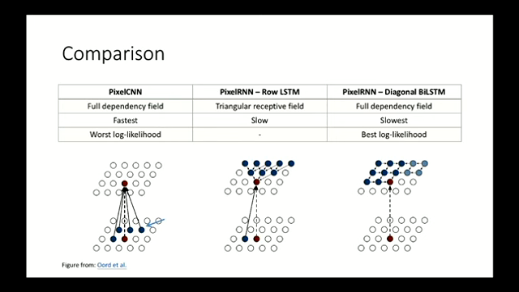So a little comparison between these 3 structures we discussed so far. Pixel CNNs has the fastest training speed because we can parallelize this convolution very quickly, and the 2 recurrent neural networks have a slower one. But because of the full dependency field I've mentioned here, the Pixel RNN one has much better results in their evaluation results.